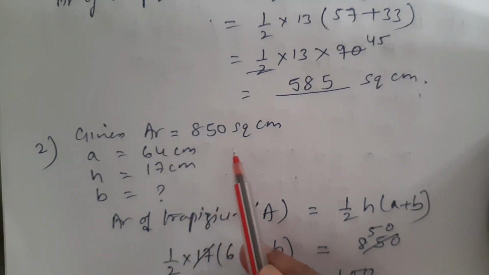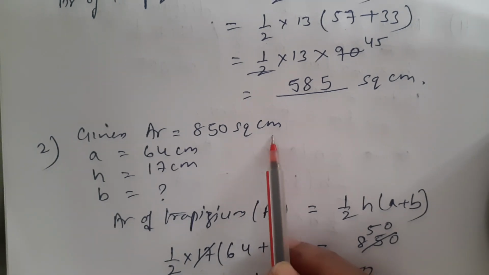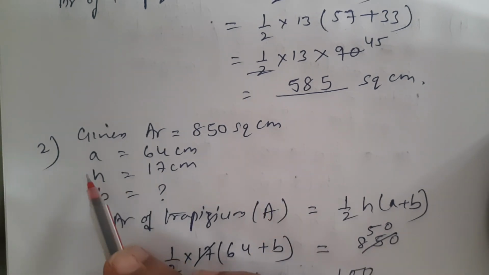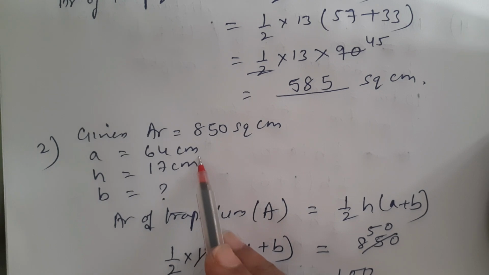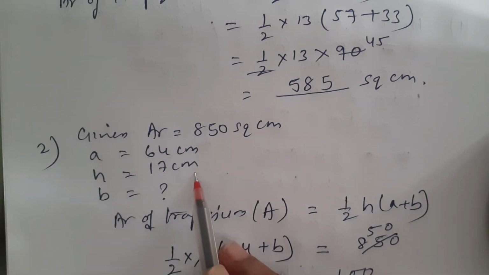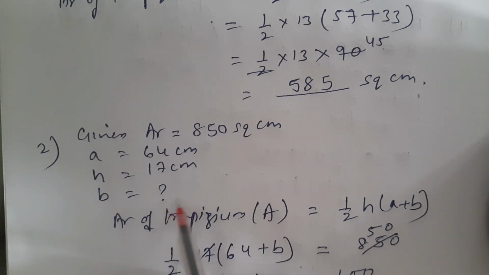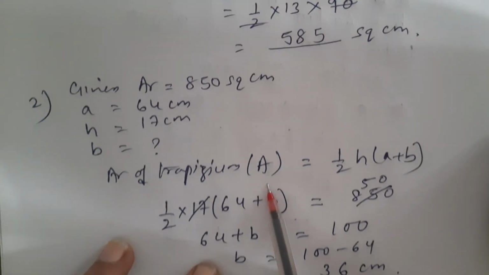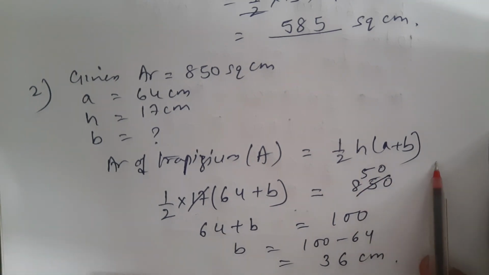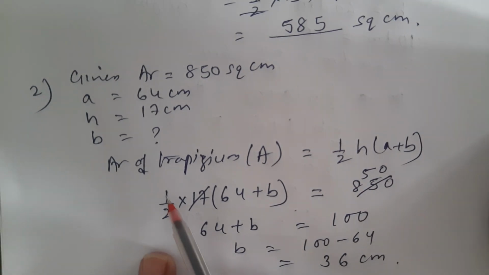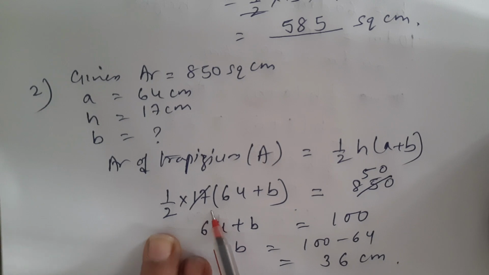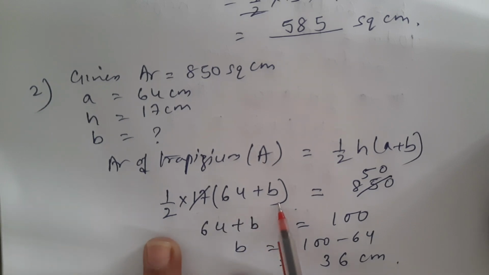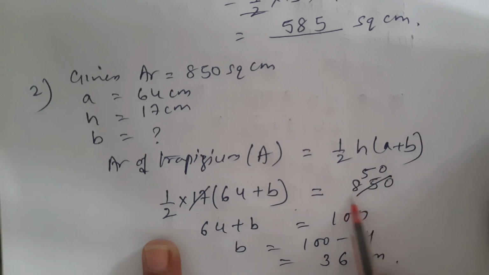For the second question they have given the area, which is 850 square centimeter. One of the parallel sides is 64, the height is 17, and the other parallel side is missing, so we take b as a question mark. The area of trapezium formula as usual is half h times a plus b. Now put all the values: half, height 17, one parallel side 64, the second one let it be b, equal to the area 850.